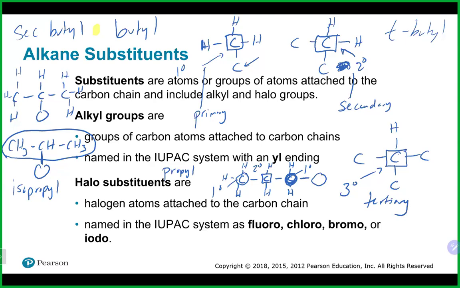Now, in addition to carbon-based groups, very commonly in organic chemistry we come across our group 7s, our halogens. Halogens are typically named fluoro if there's a fluorine attached, chloro if there's a chlorine attached, bromo if there's a bromine attached, and iodo if there is an iodine attached. So these are the common names for those halogen groups.